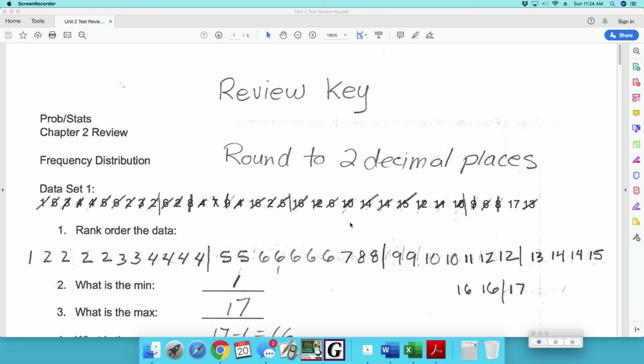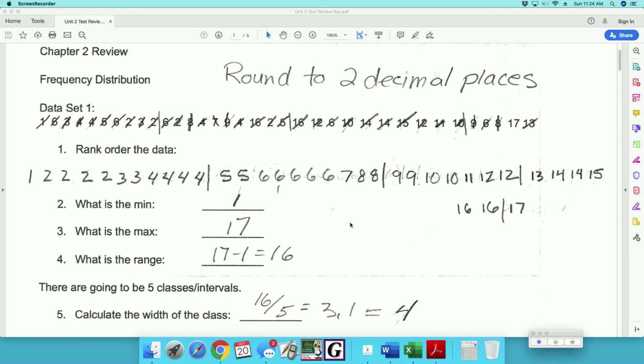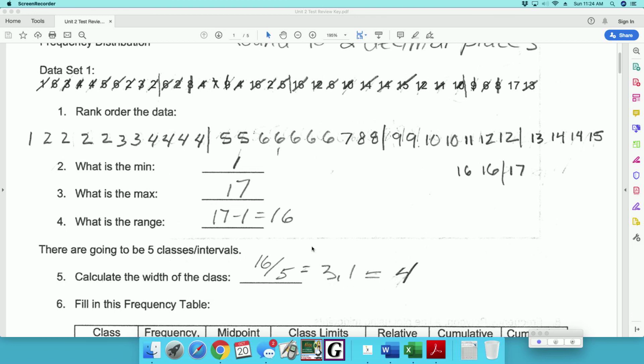All right. So now it wants you to identify the min, which is 1, identify the max, which is 17, and they want you to calculate the range. So that's max minus min. So the range is 16. We want to set up 5 classes or intervals. To do this, you take the range and divide by the number of classes and you get 3.1. You always round up to get the size of your interval or class. So 3.1, round up to the nearest integer, that is 4.